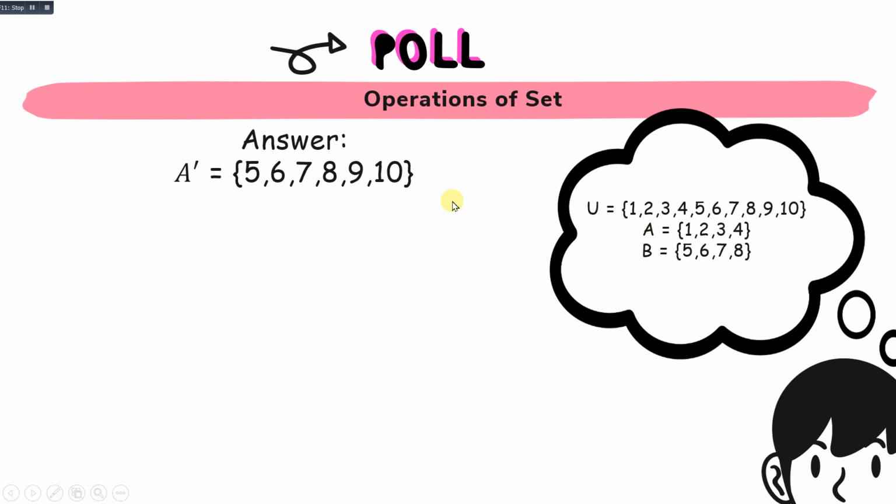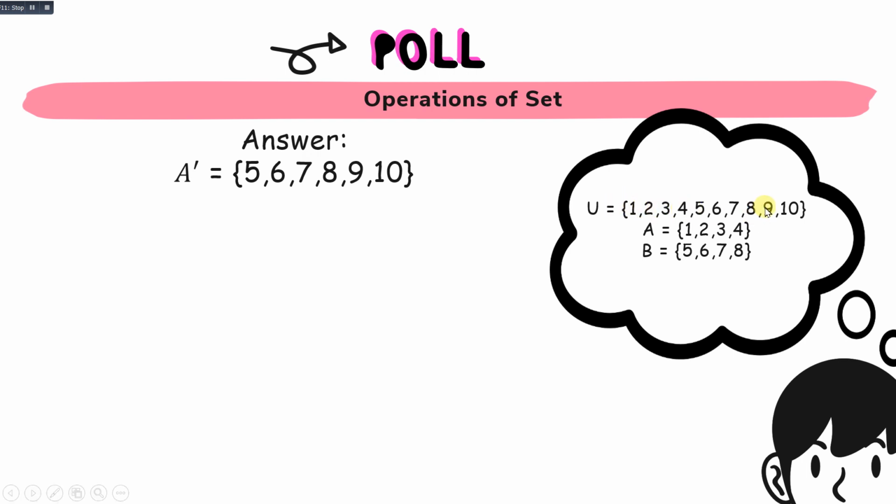Okay, so what if I would like to ask you what is the complement of set B? Again, the given elements in set B are 5, 6, 7, 8. So we just need to look at the universal set and look for the numbers that are not included in set B, which are 1, 2, 3, 4, and 9 and 10.